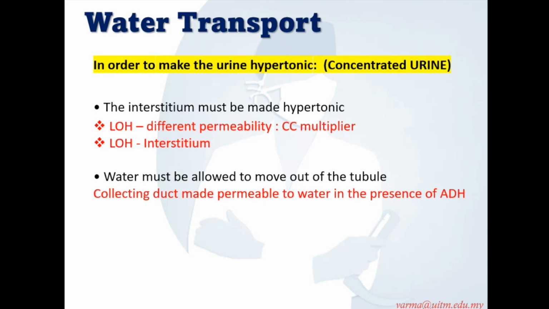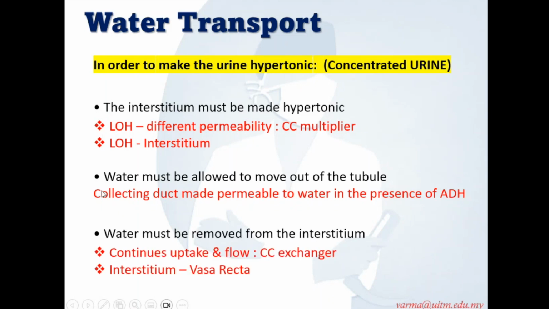The multiplier is the mechanism between the limb of the loop of Henle and the interstitium. This is the interaction between the tubules and the interstitium. The exchange of water and solute from the tubule into the interstitium is the countercurrent multiplier. By doing this, and with the different permeability to water in the descending and ascending limbs, the medulla becomes more hypertonic. And water must be allowed to move out of the tubule. This is in the collecting duct, as I mentioned. When there is ADH, more water is reabsorbed, thus the tubular lumen fluid will be very concentrated.